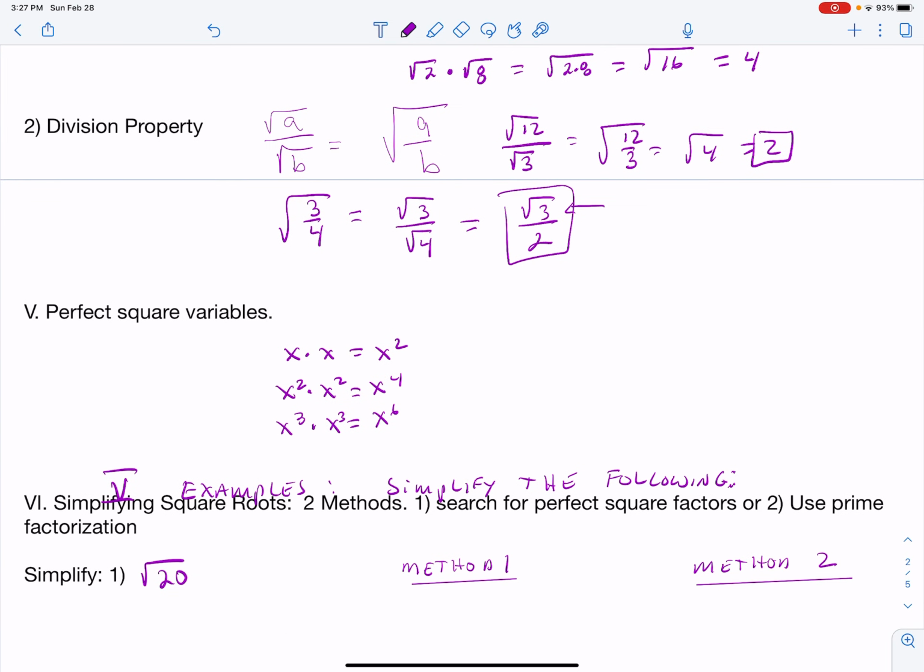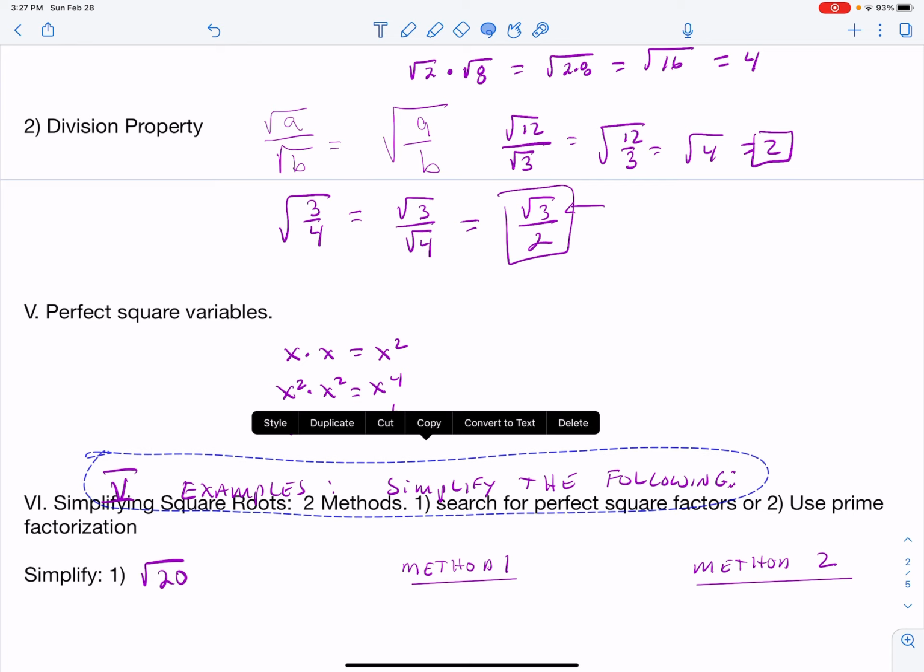Well, let's talk a little bit before we get to examples. I think I kind of messed these things up right here. I don't think we have to have that in there.